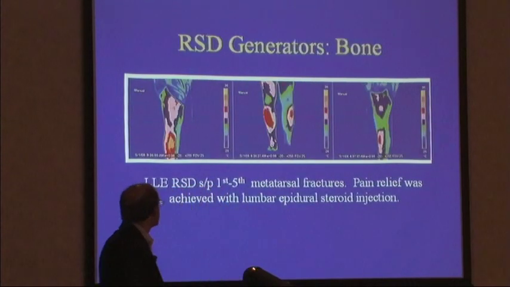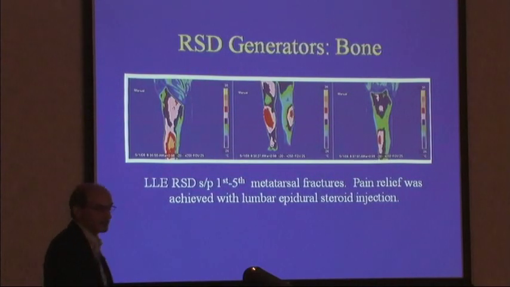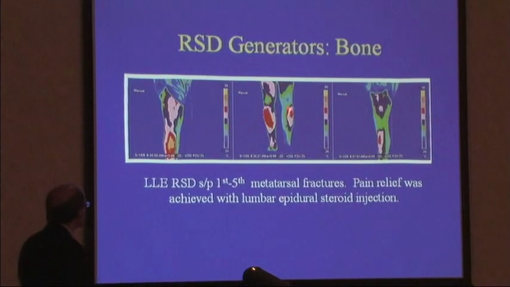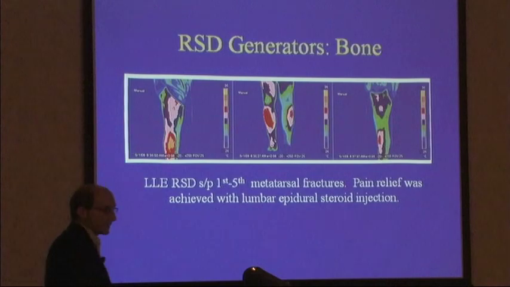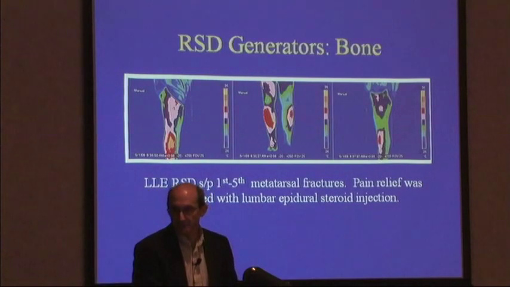This is a case of RSD of bone. This person had first through fifth metatarsal fractures of the foot, had all kinds of treatment directed towards the foot. We did thermal imaging. You can see that the entire limb was involved, and we were able to achieve relief with a lumbar epidural steroid injection.